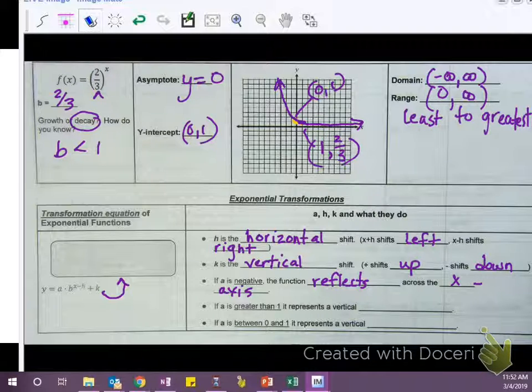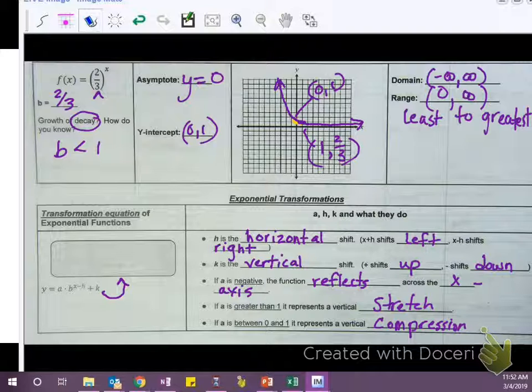So if A is greater than 1, it represents a vertical what? Stretch. Yes. Very good. If it's between 0 and 1, it represents a vertical shrink. But what do I prefer to call it? A compression. Now, why do I prefer that you call it a compression? You ever put anything in the washing machine and it shrinks? Does it always shrink the same way? No. Sometimes it gets skinnier and sometimes it gets shorter.